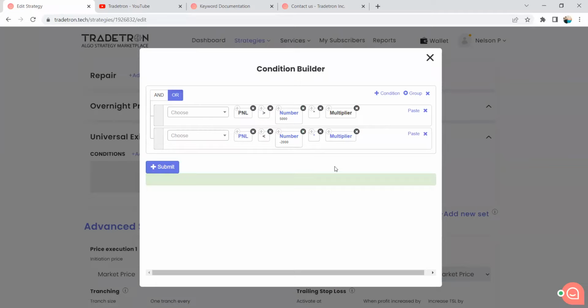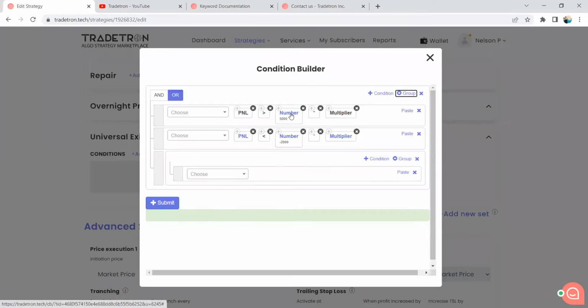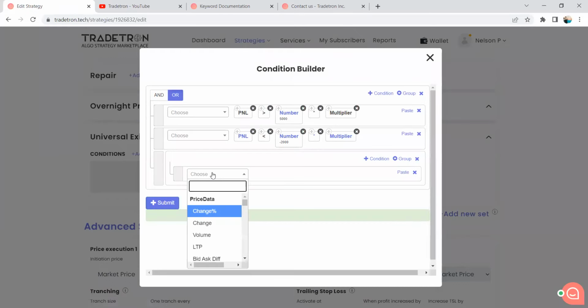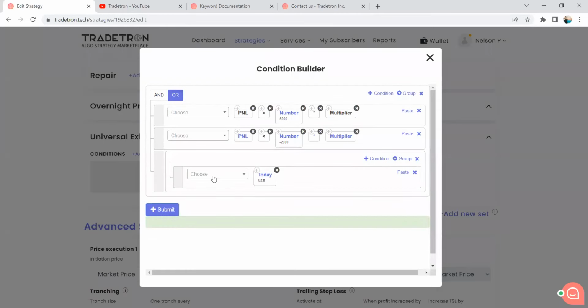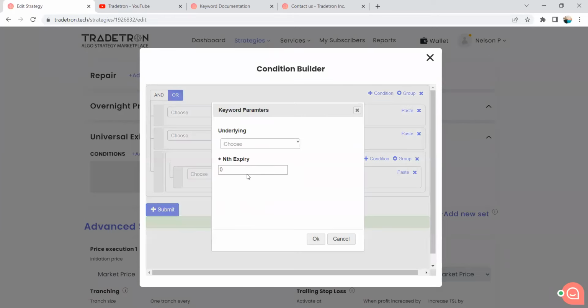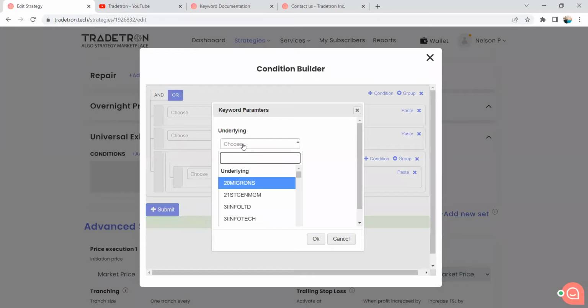And at the same time, since this is the strategy that we want to exit only on the monthly expiry, right? Till then, we want to keep on entering into this trade. So what we will do is we will create another group over here where we say that either the profit has reached 5,000 or the loss has reached 2,000, or I want to check that today is the current month expiry. So what we will do is we will use this keyword that today NSE is equal to current month expiry. I will select the underlying as Nifty Bank.